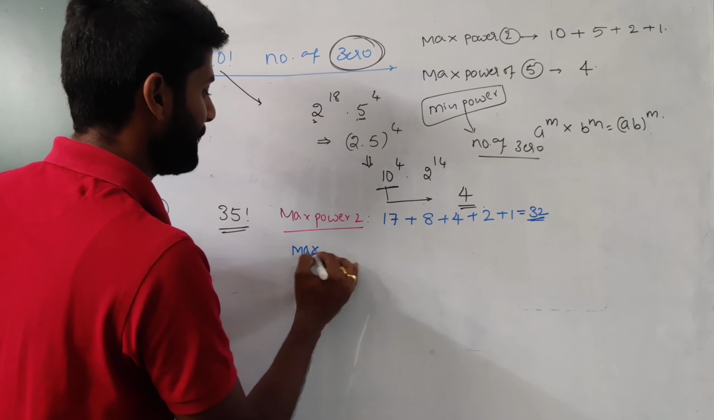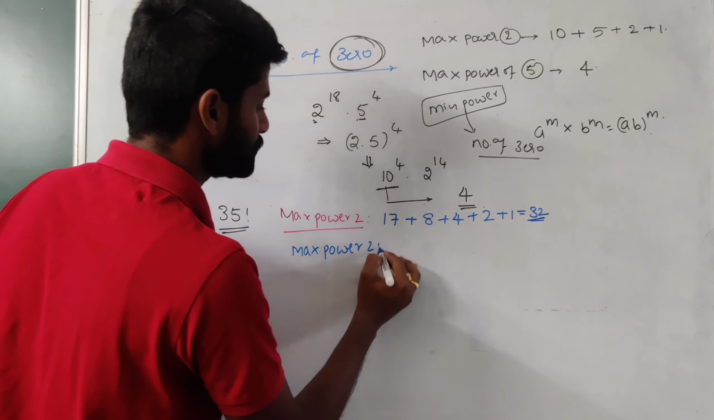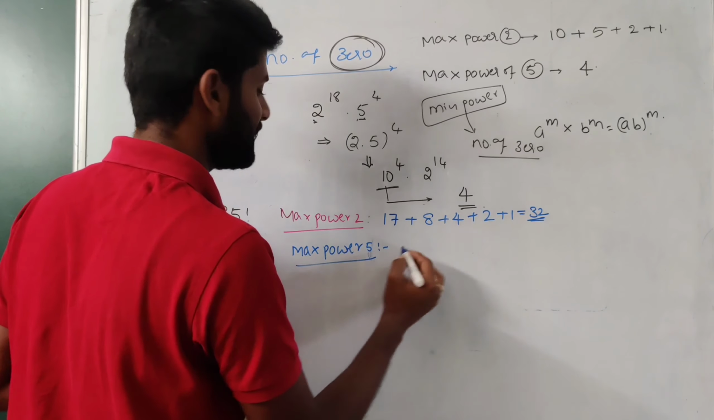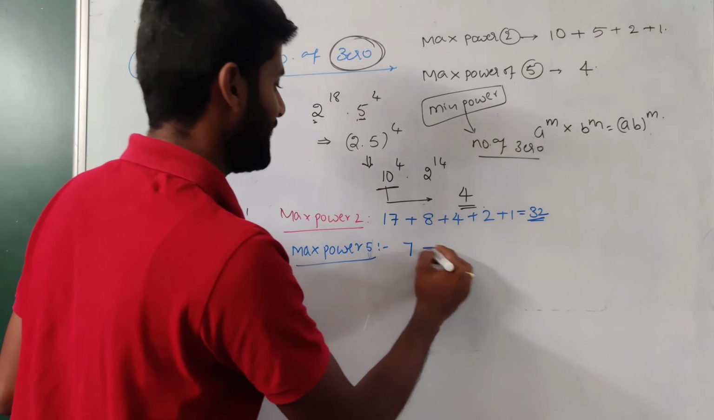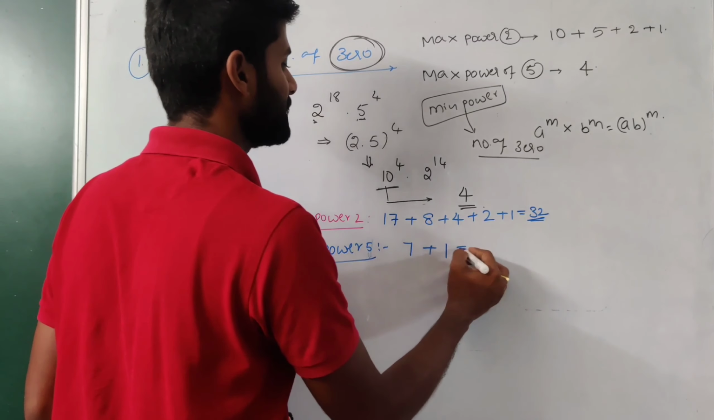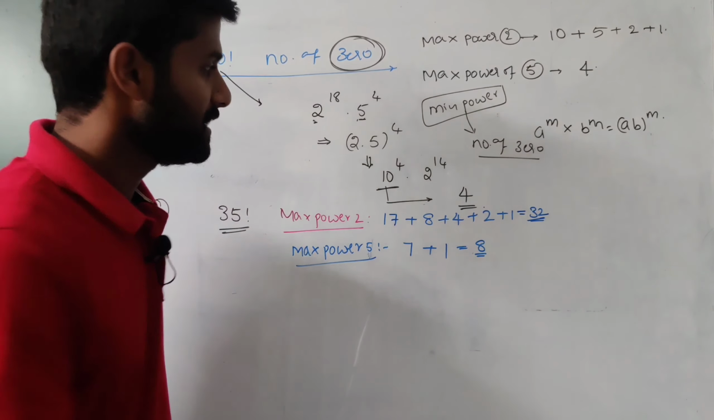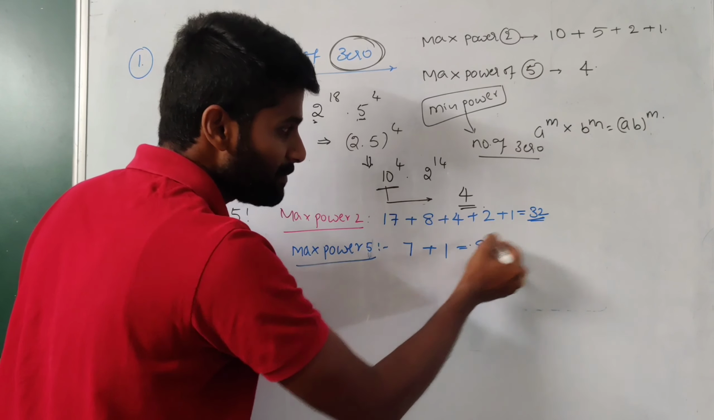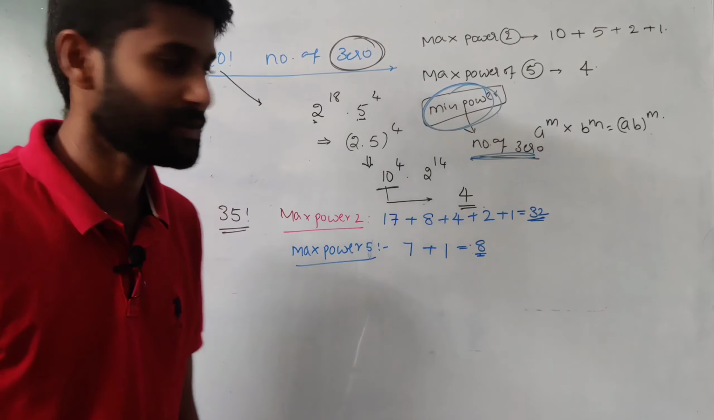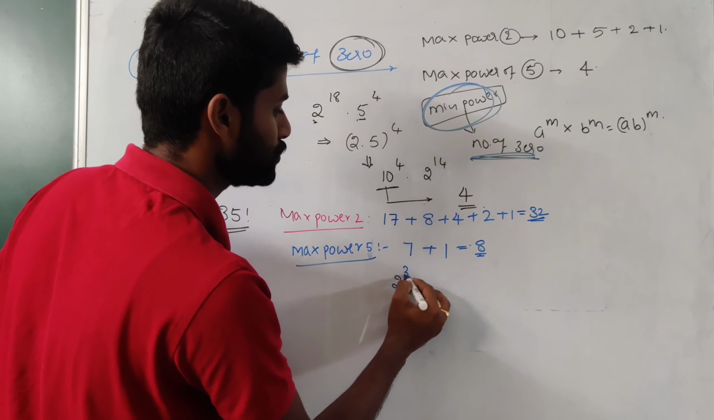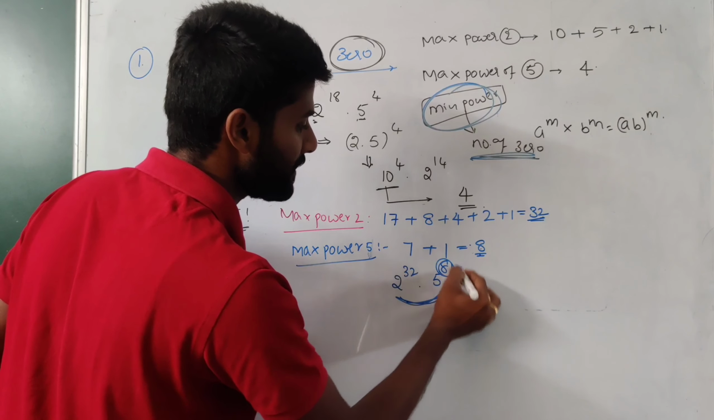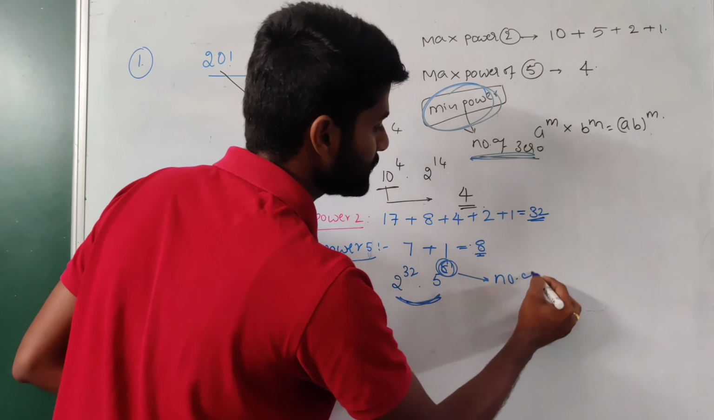Same thing, the maximum power of 5. 35 divided by 5, the value becomes 7. And 7 divided by 5, we have only one time. 7 plus 1, the maximum power is equal to 8. In between these two, the minimum power decides the number of zeros in the given expression. It means we can write 2 power 32 into 5 power 8. Out of these two numbers, the minimum power decides the number of zeros.